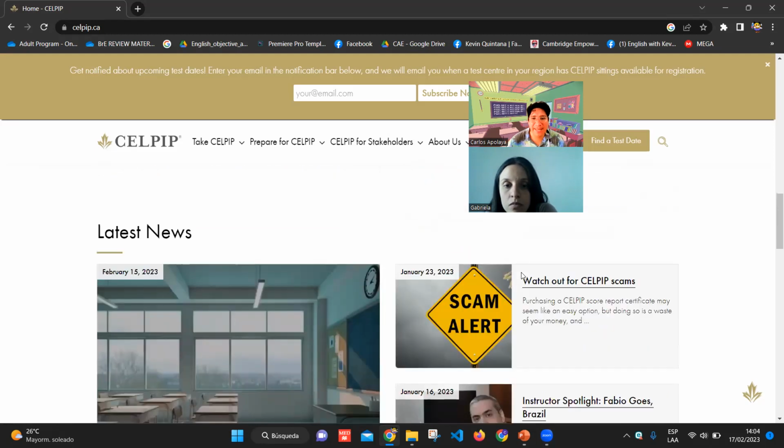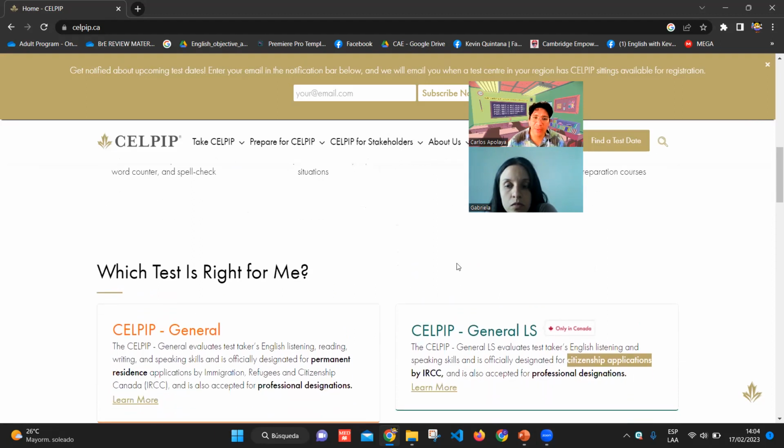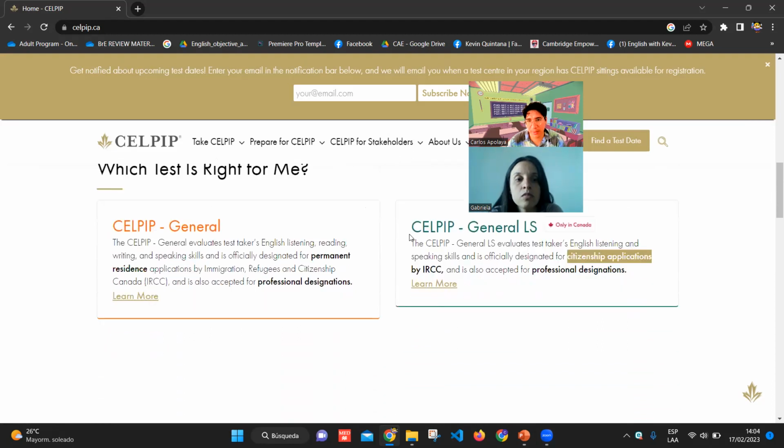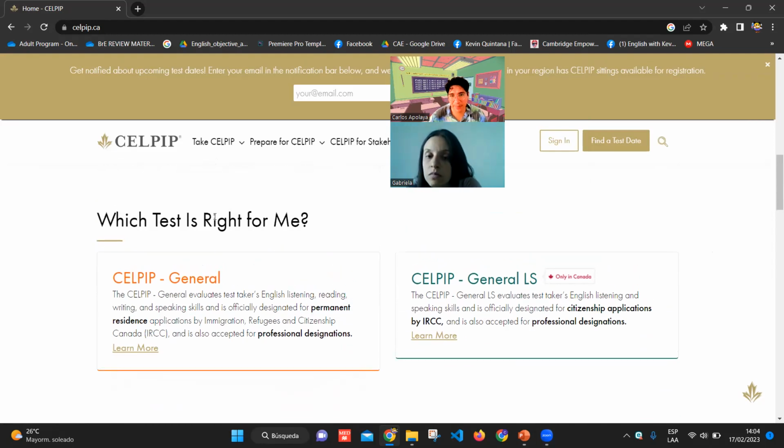So maybe, even though you pass the Duolingo test or the IELTS, you can take the CELPIP, of course. Okay? Entonces, así hayas pasado tu Duolingo no va a ser para la residencia, la permanent resident, no te sirve. Tampoco es para la ciudadanía. ¿Ok? Entonces, deberás de tomar el CELPIP.